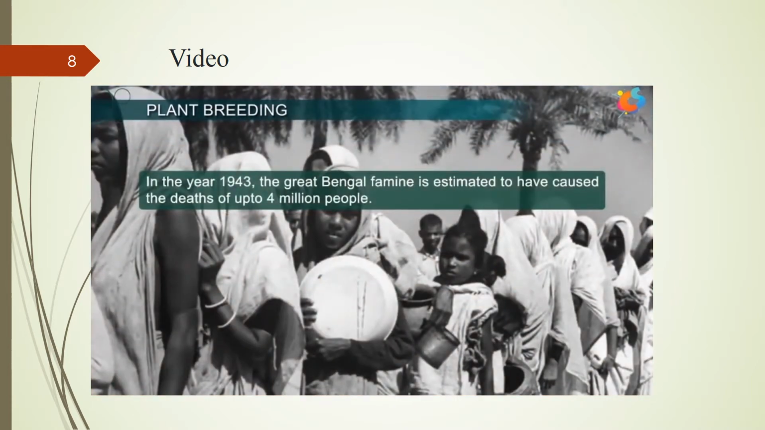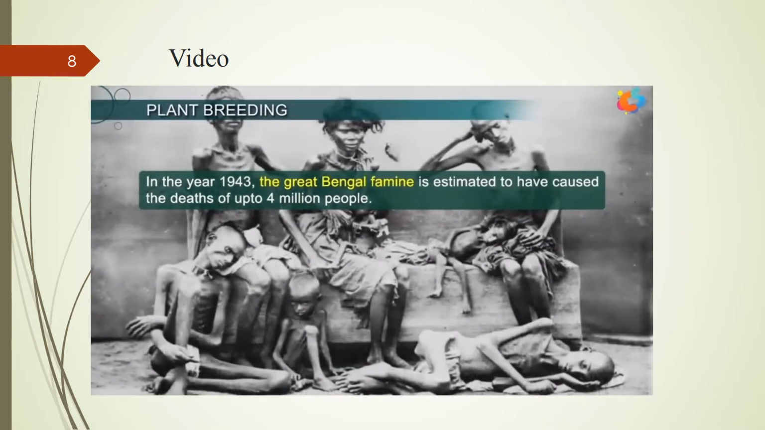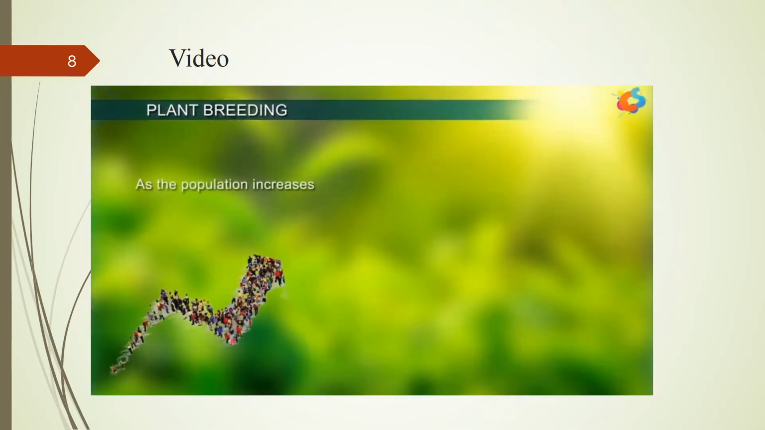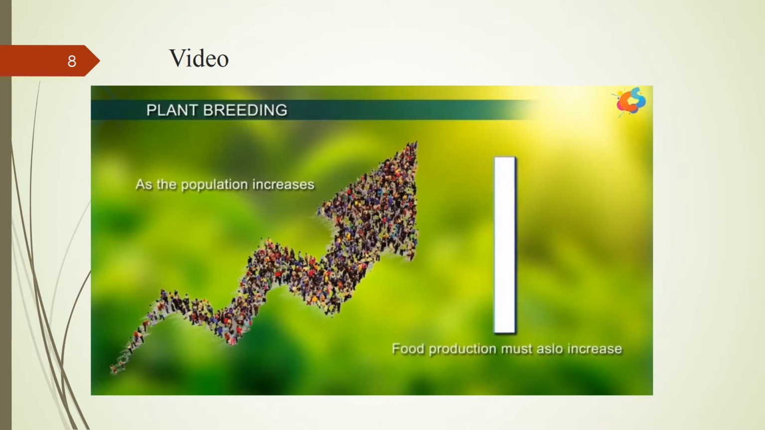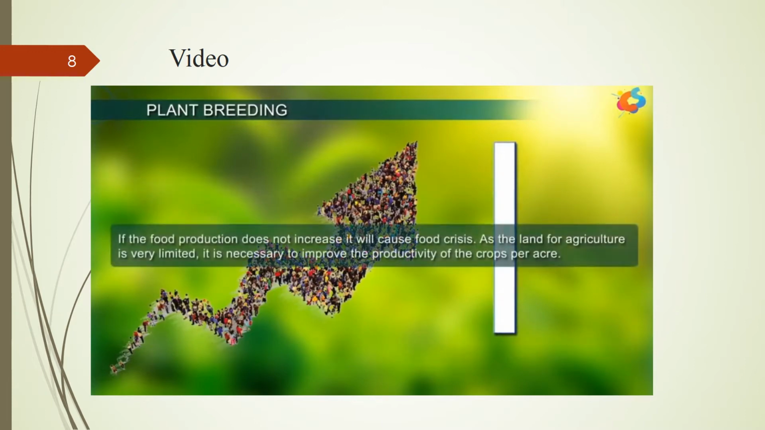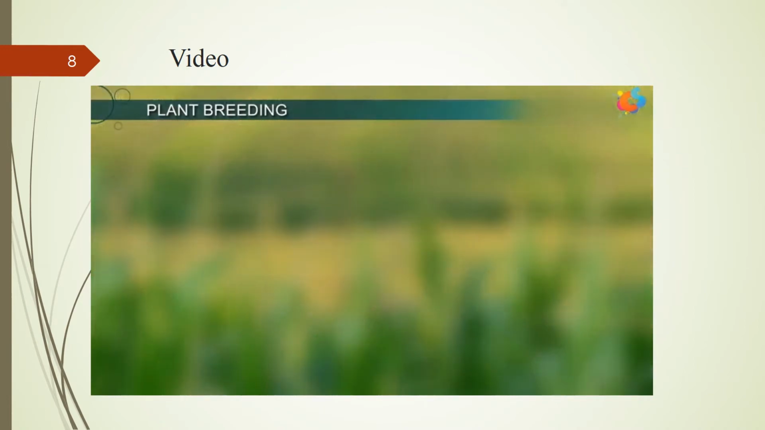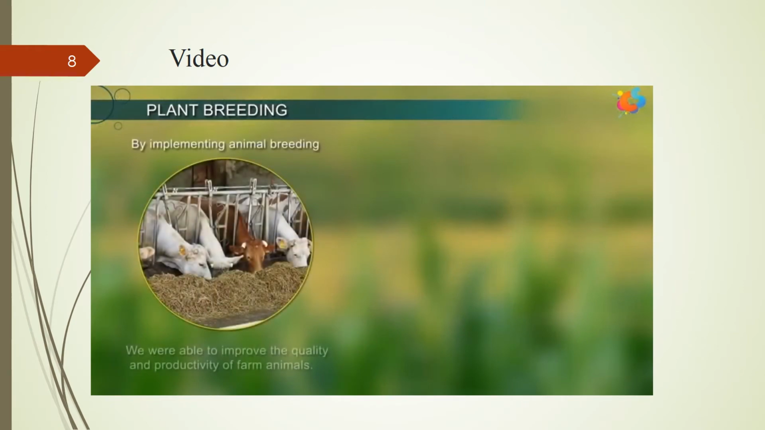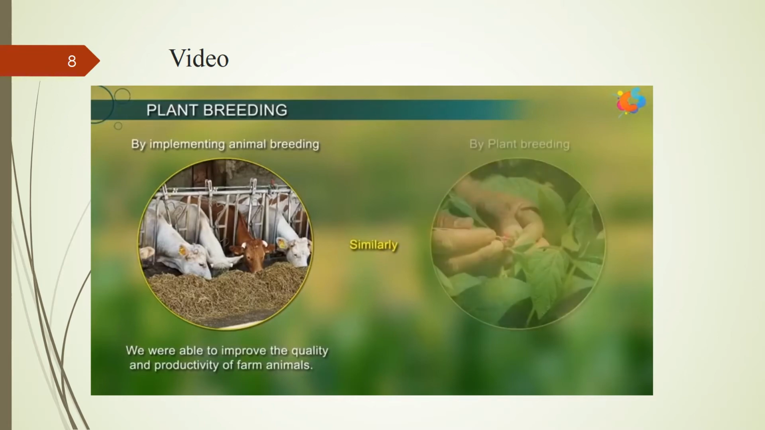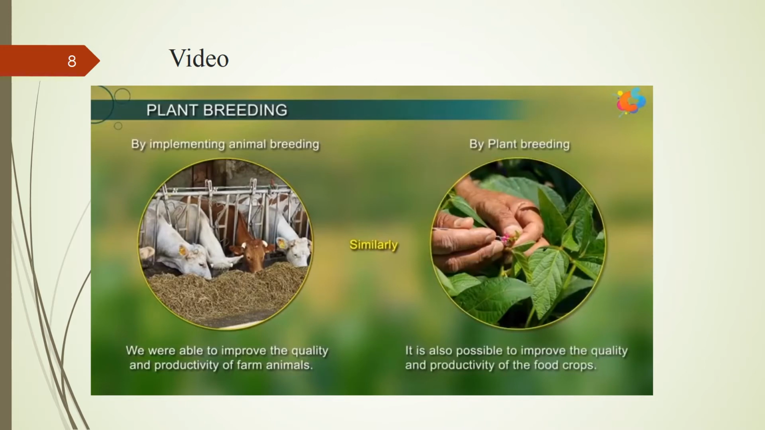In the year 1943, the Great Bengal famine is estimated to have caused the deaths of up to 4 million people. Also, as the population increases, food production must also increase, and if it does not, it will cause a food crisis. As the land for agriculture is very limited, it is necessary to improve the productivity of the crops per acre. Previously, we have learnt that by implementing animal breeding, we were able to improve the quality and productivity of farm animals. Similarly, by plant breeding, it is also possible to improve the quality and productivity of the food crops.